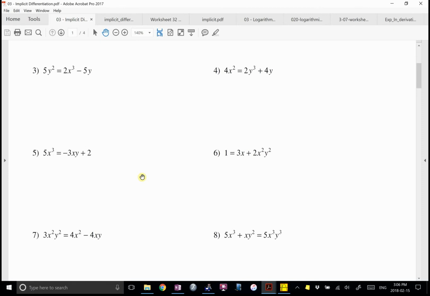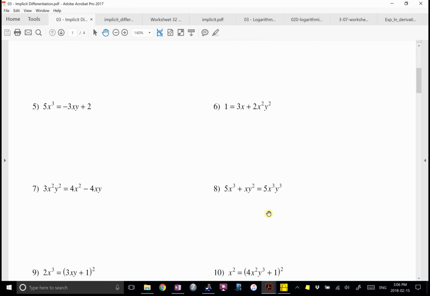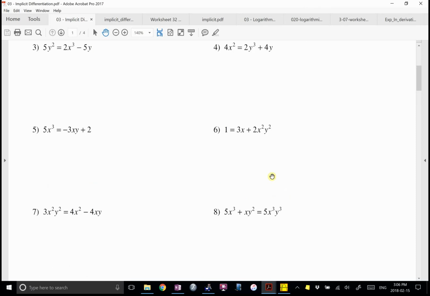You know what? I'm going to do 8. 8, I think, would be a good implicit level. That's got a good B plus, A minus. Now, what makes it that? More than one y? And I'm seeing a bit of a product rule-y thingy here, too. A y times an x. As opposed to number 4, where we didn't have more than one variable in any one term.